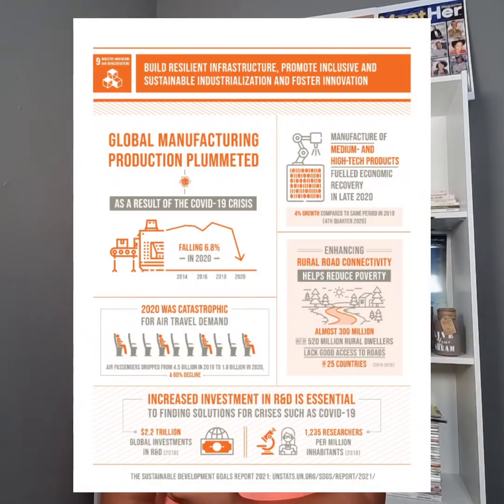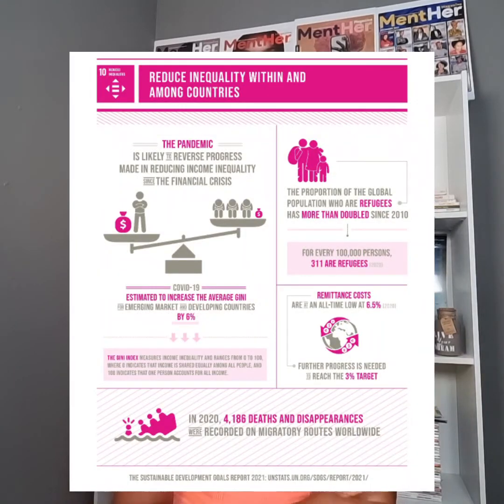Goal 9 looks at industry, innovation, and infrastructure, and that focuses to build resilient infrastructure, promote inclusive and sustainable industrialization, and foster innovation. And then goal 10 is another one that we look at, which is reduced inequalities, and that's to say to reduce inequality within and among countries.